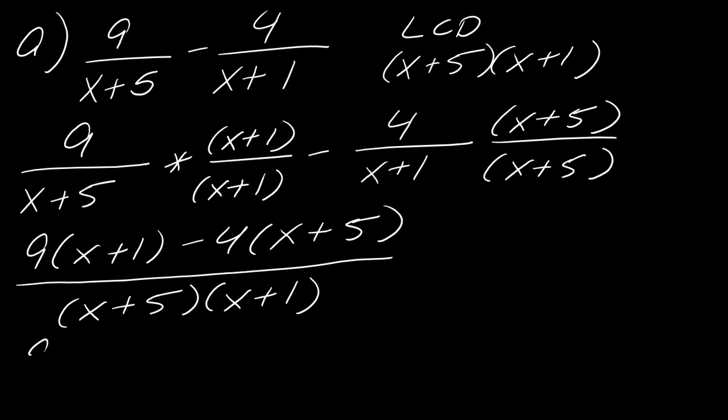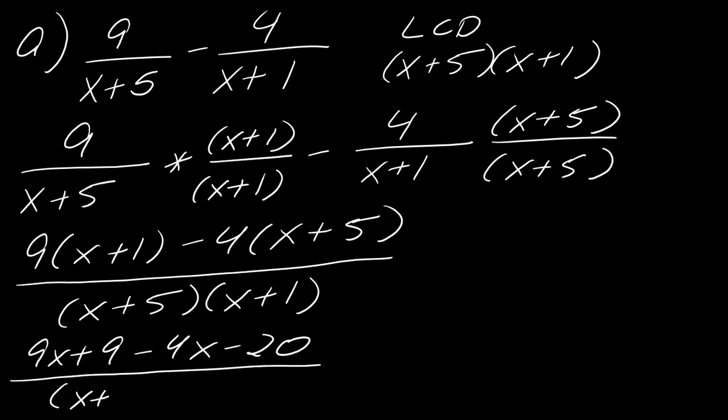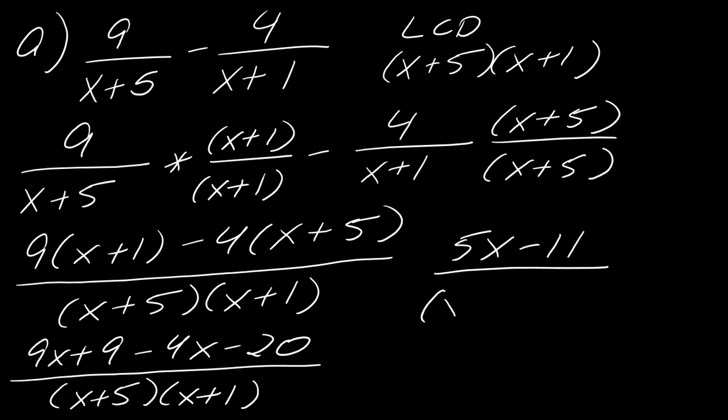So if I finish combining, this becomes 9x plus 9 minus 4x minus 20, over x plus 5, x plus 1. So then I can collect my like terms. So I get 5x minus 11 over x plus 5, x plus 1. So that's all I can do for this one. And so it has to have a denominator because there's no way for me to cancel it out. So this is what it is.